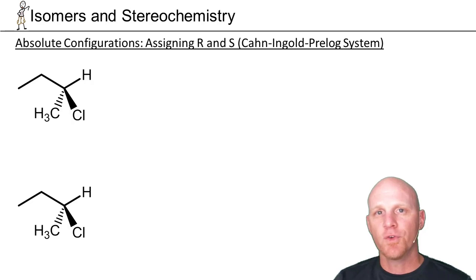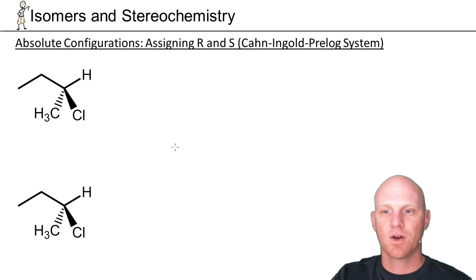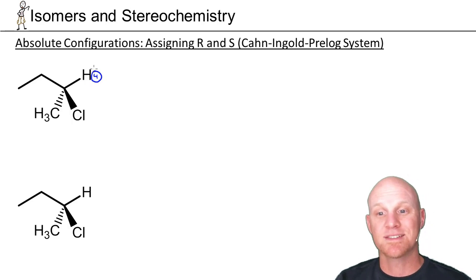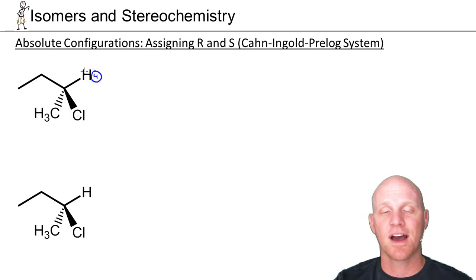So we just talked about how your normal designation of R and S occurs when your lowest priority group is in the dashed position going away from you, and how it's just the opposite if it's in the wedge position. The question becomes, though, what happens if your number 4 priority is in the plane? Notice this hydrogen is not attached to a wedge or a dash. So then you've got a couple of options to get creative on how to assign R and S here. So let's take a look.